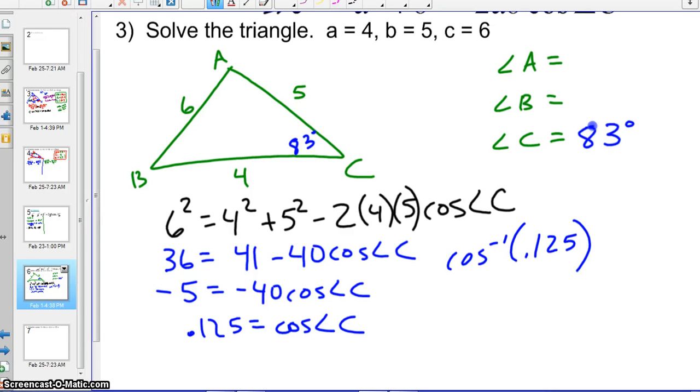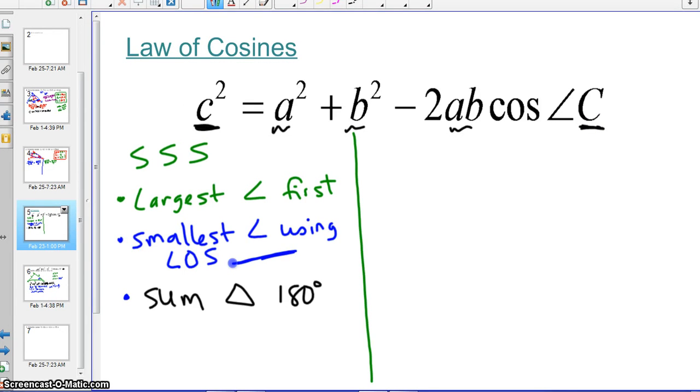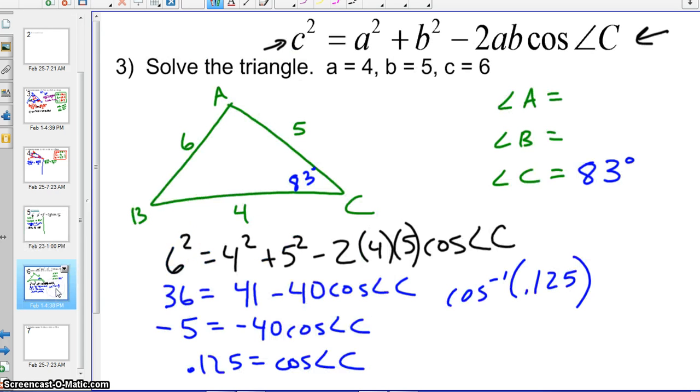We now have enough information to find another angle. We can use the law of sines now to find the smallest angle. So now when we set this one up, we can say that the sine of 83 over 6 is equal to, in this case, the smallest angle would have to be A because it is opposite the smallest side, so sine of angle A over 4.